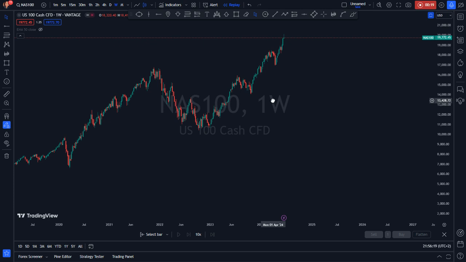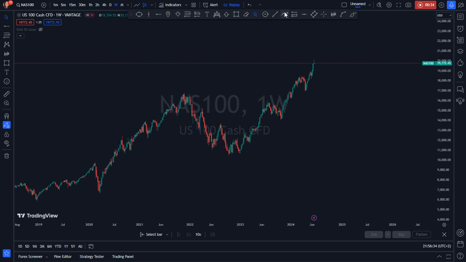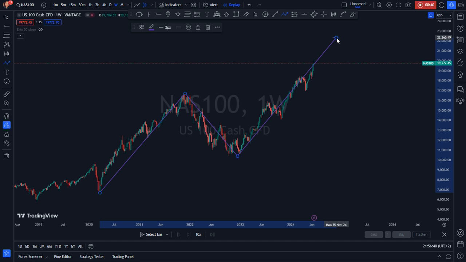As you know, my strategy is to look for continuation patterns all the way from the highest time frame to the lowest time frame, guys. As you can see here, on the Nasdaq weekly time frame, we are already in a bullish structure, which is looking like this.